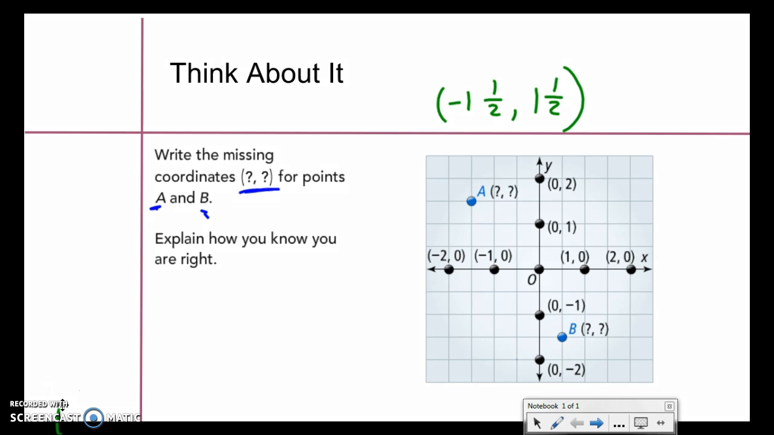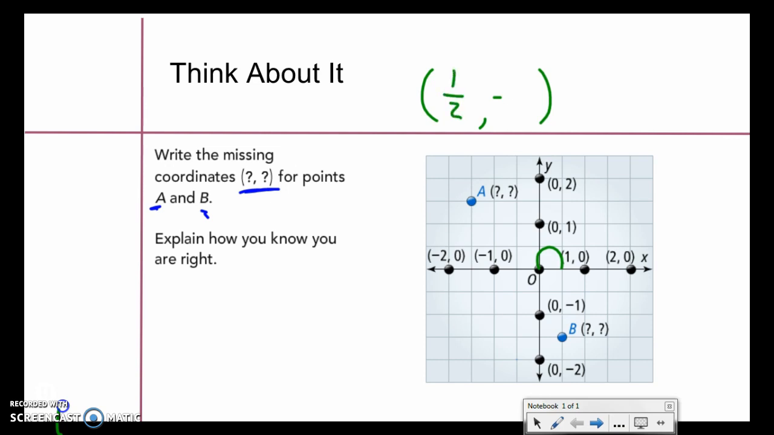So let's find B. It's kind of the same situation. Look at the quadrant that B is in. We know that that's the 4th quadrant, and that is going to be positive x because it's on the right, and negative y. Alright, so let's go ahead and find our x-coordinate. We do not hit a whole number, but we are hitting 1 of the 2 spaces, so it's 1/2.